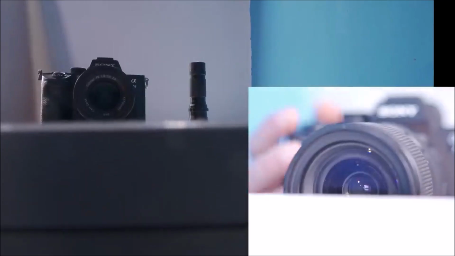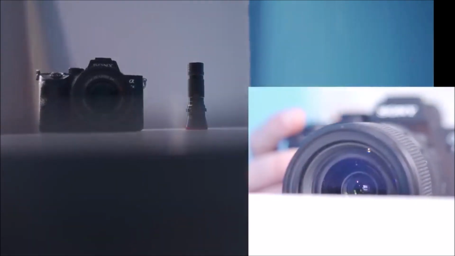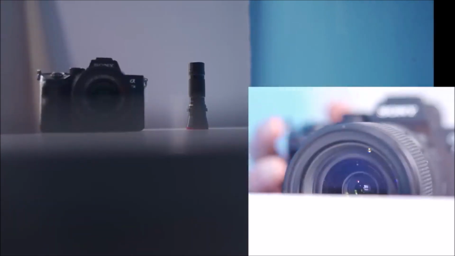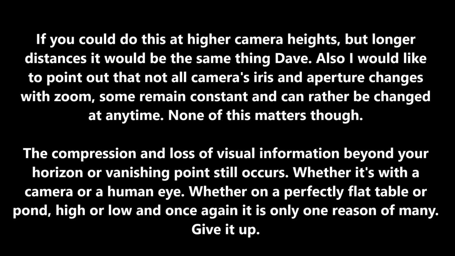It's really quite simple, Dave. Your blur there, not countertop, is not as transparent, so it is obscuring the bottom. However, without zooming in, if I just open the iris up from f22 up to f2.8, the iris is now much bigger and part of it can see over the top of the counter, and the bottom of the object now comes into view. If you could do this at higher camera heights, but longer distances, it would be the same thing, Dave. Also, I would like to point out that not all cameras' iris and aperture changes with zoom. Some remain constant and can rather be changed at any time.